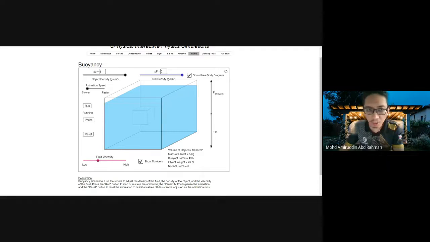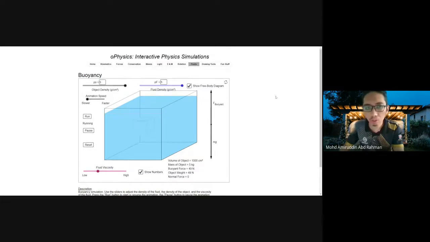And then for number 6, you change the density again of the object and also the fluid, and then you answer all of those questions. So that's about experiment number 1. I don't think it's going to be a problem for you to solve that first experiment. Now we look at experiment number 2.